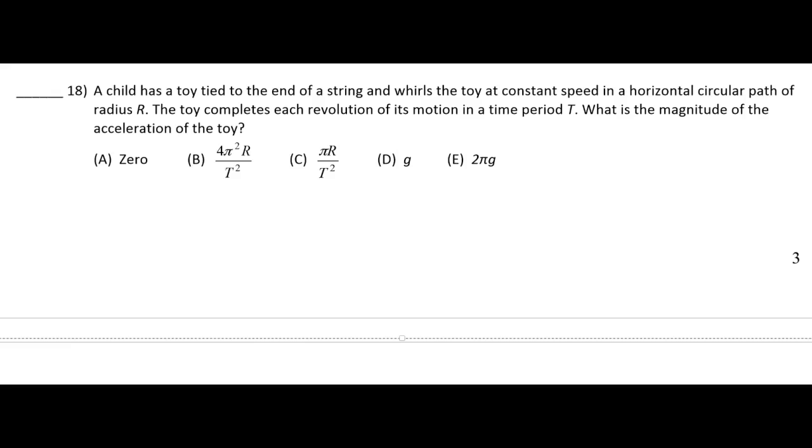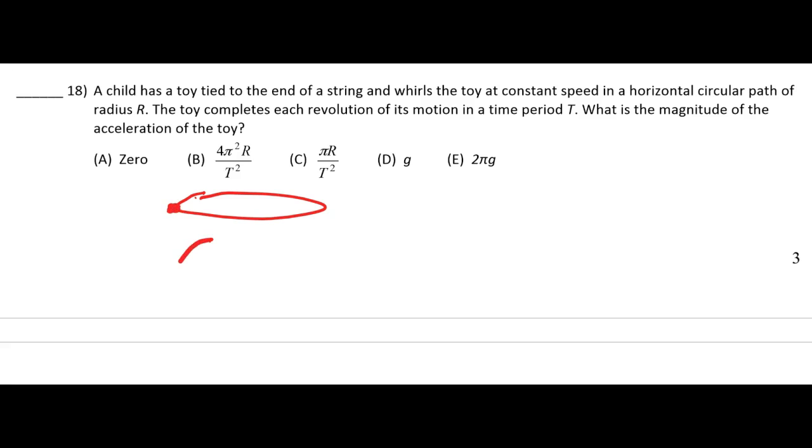In problem number 18, a child has a toy. It's tied to the end of a string and it whirls around at a constant speed in a horizontal circle of path radius r. If I were to make a sketch of that, we'd have a horizontal circle here. Here's the object at some instant.